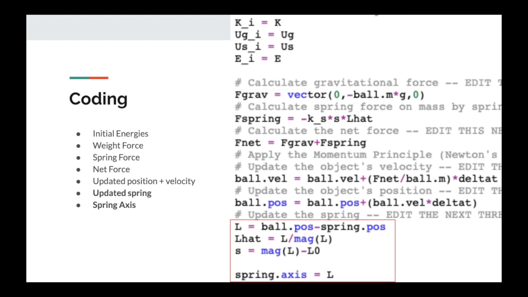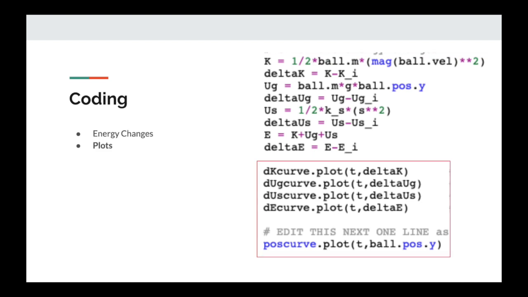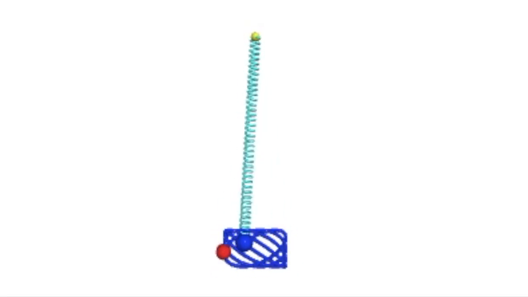The updated calculations of the spring are the same as earlier in the code, and the axis is equal to L. The energy calculations use the same formulas as earlier. Their changes subtract the initial energy from the new energy value. I then have code to plot the change in energies over time, as well as the mass's y position over time. Here we see the outcome of the coding.